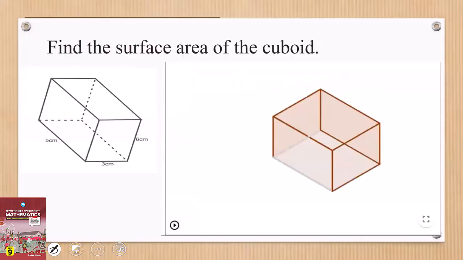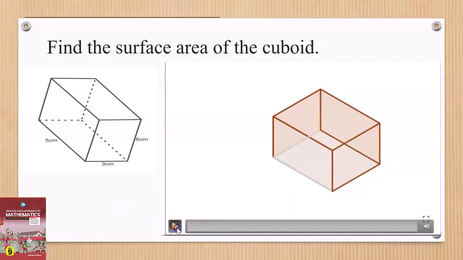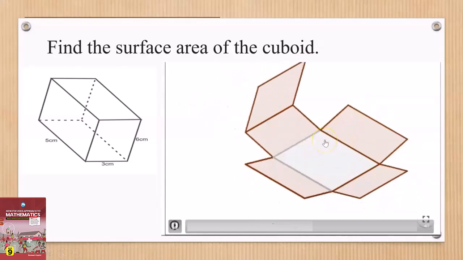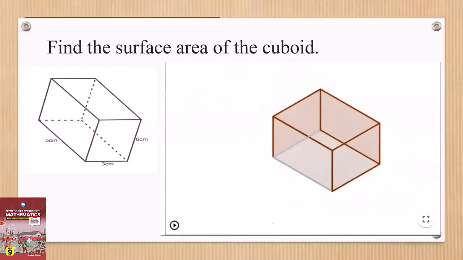For example, here we have: find the surface area of the cuboid here, and the cuboid has dimensions 5 centimeters by 6 centimeters by 3 centimeters. Now the surface area encompasses all the surfaces that you can actually see. For example, if you look at the figure here, let's say you open this particular cuboid, you can see the surface area being split, or the net, or the areas that you see here. That is what came together to make the solid cuboid.